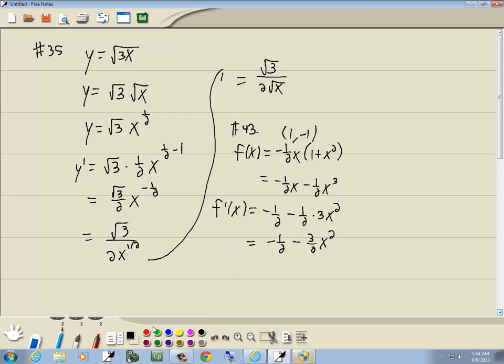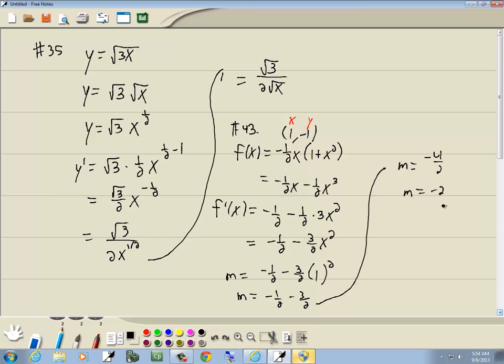We then plug in the x part of our point. This is your x, this is your y. And change our notation to m. So we've got negative 1/2 minus 3/2 times x squared. So 1 squared. Well, 1 squared is 1, so that drops away. So we've got negative 1/2 minus 3/2. Or m is equal to negative 4/2, or m is equal to negative 2. And that's our answer.